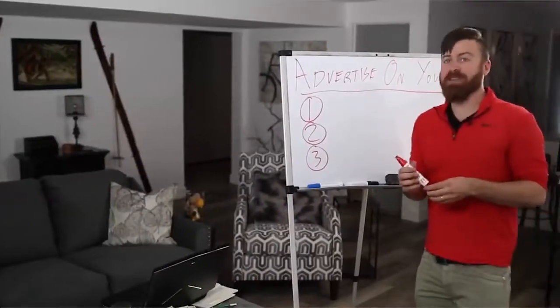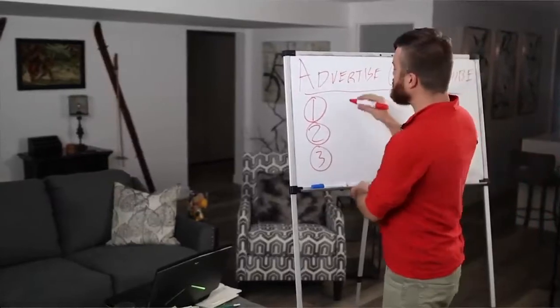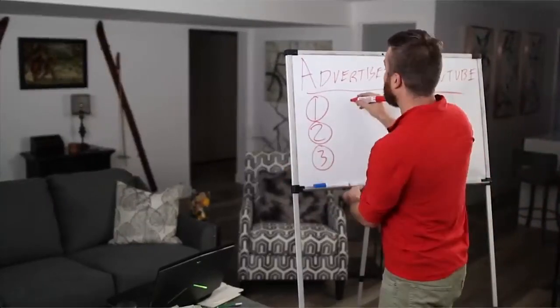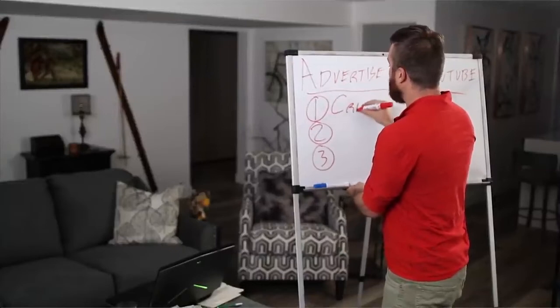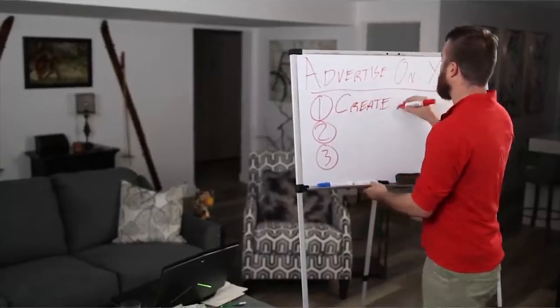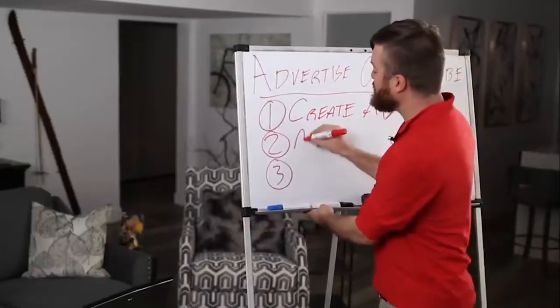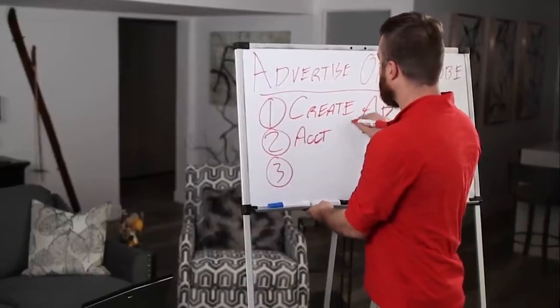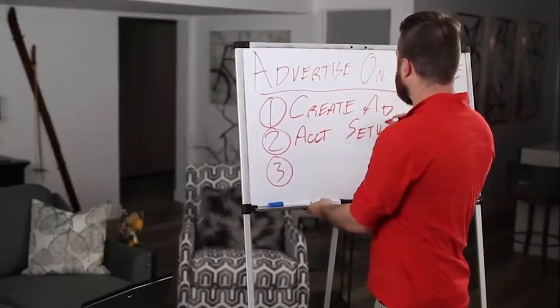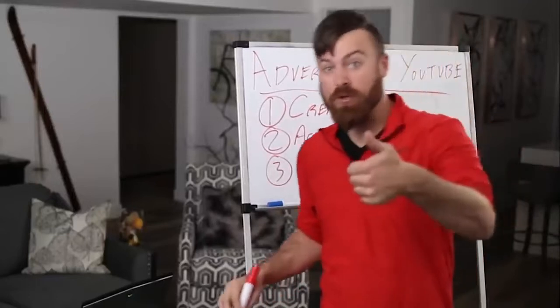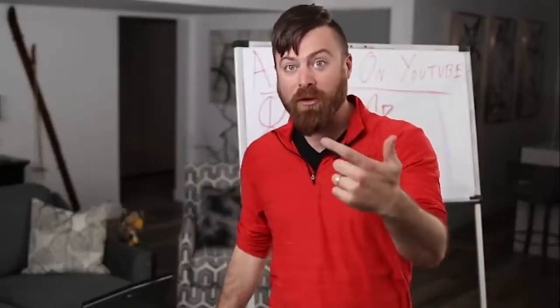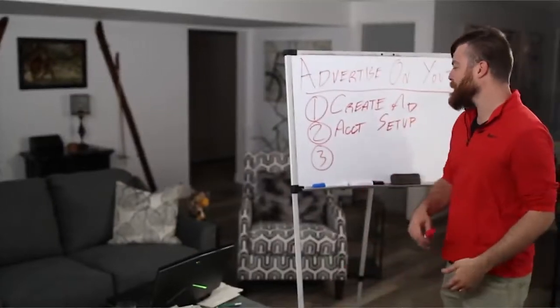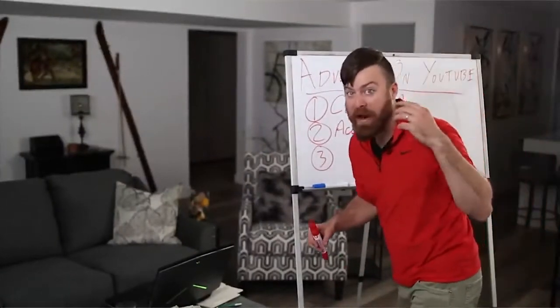So the first thing you need to do is create the ad, obviously. And I'm going to show you how to create the ad. The second thing you need to do is set up your accounts. Setting up your accounts means you have to have a YouTube channel and you have to have a Google Ads account to advertise, right? Duh. So step number 3 is we're going to set up our ad.